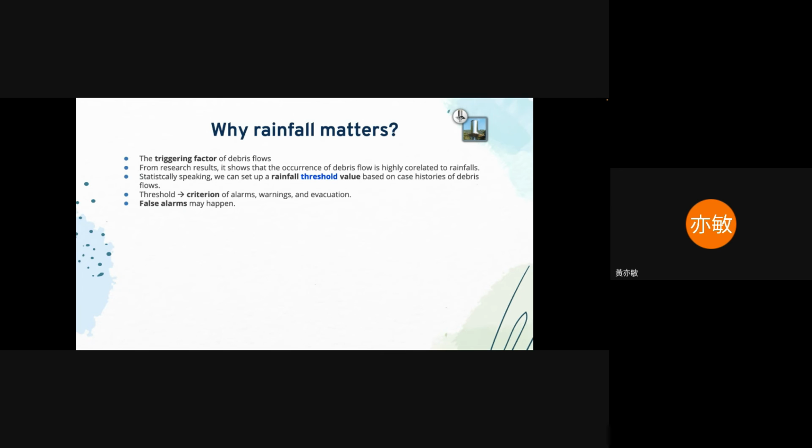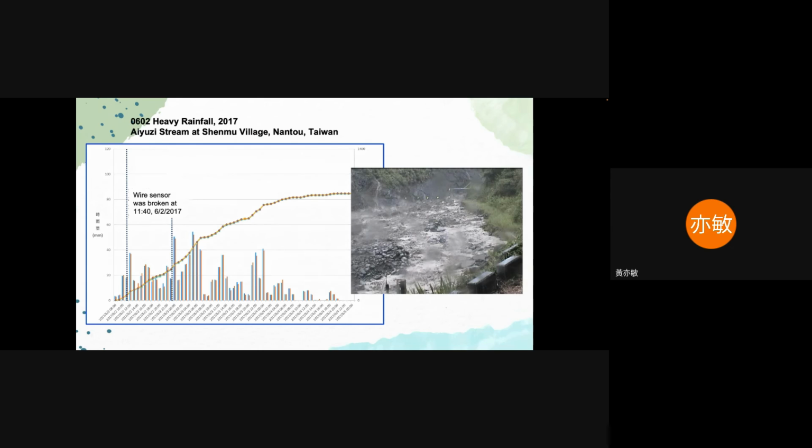So what do we do? The first one, why rainfall matters, because it's easy to measure. I think it is a major reason. You can install the rain gauge at any location you want. And how? But we want to avoid false alarms. So we need to consider another data source, the geophone. And here are the locations.